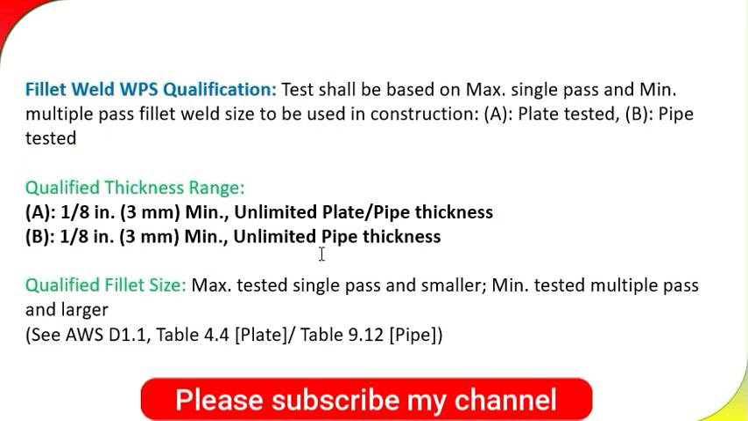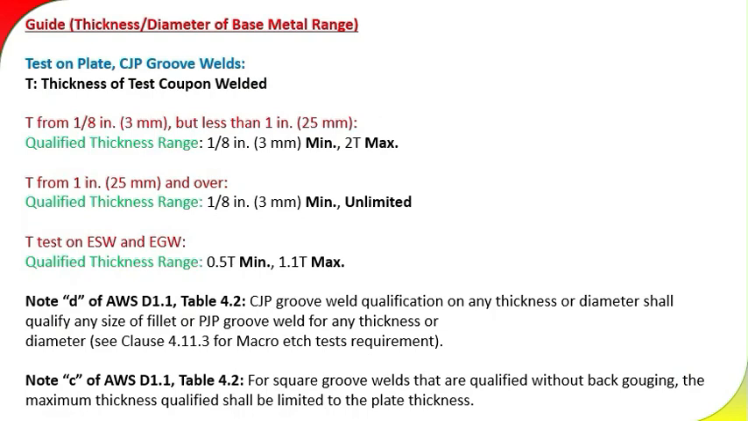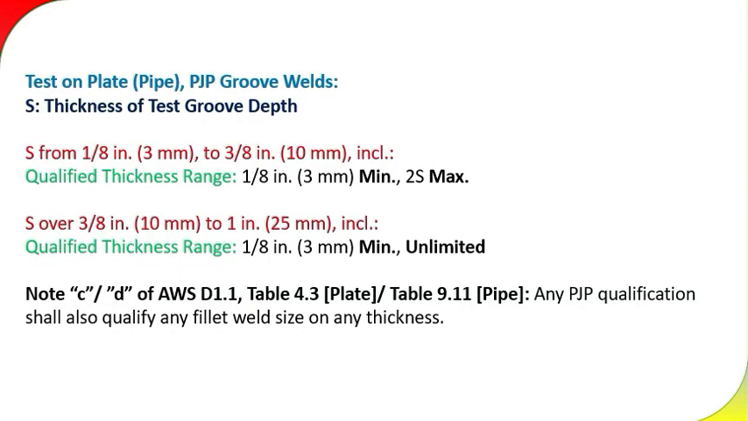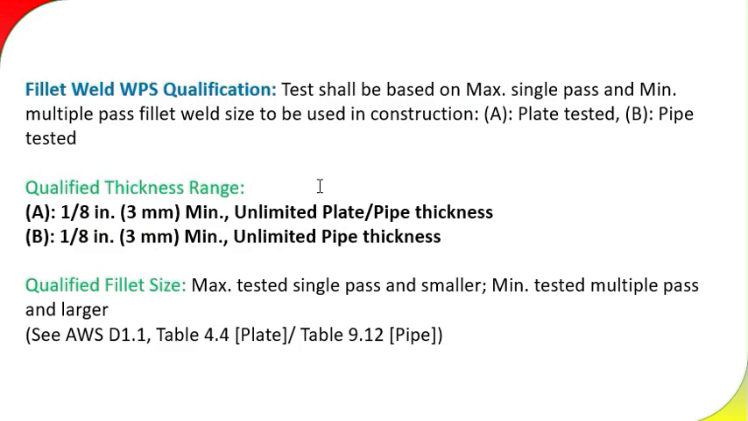Now fillet weld WPS qualification. So now you see here test on plate CJP, test on plate 5 PJP, and this is for fillet weld WPS qualification. The test shall be based on the maximum single pass and minimum multi-pass fillet weld size to be used in construction. A is the plate tested and B is the pipe tested. So there is the fillet weld for plate and there is the fillet weld for the pipe. So this is the WPS qualification.